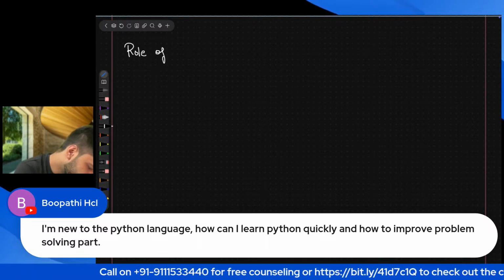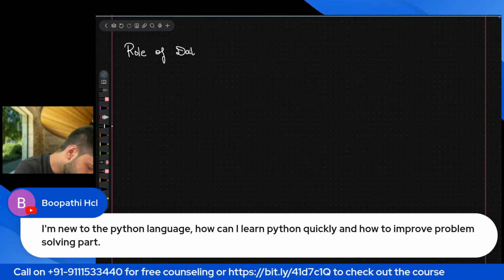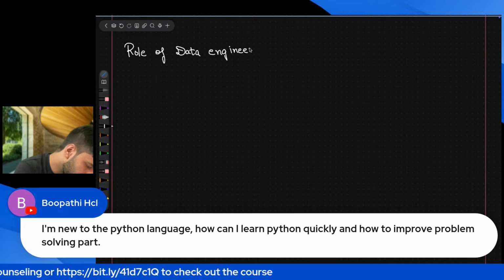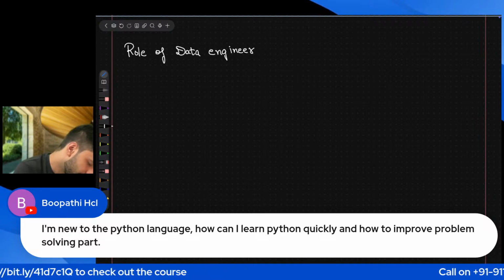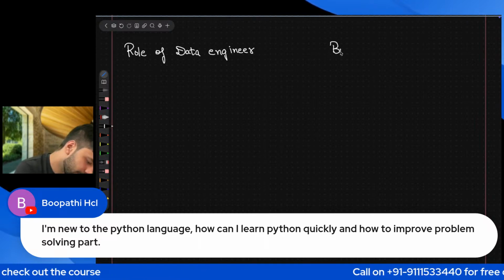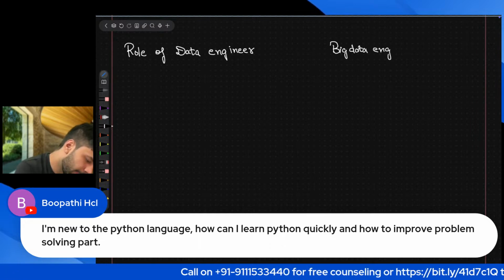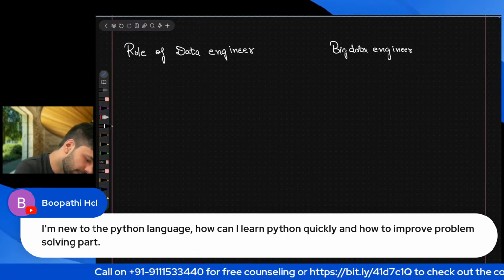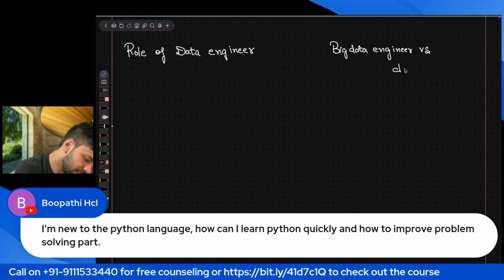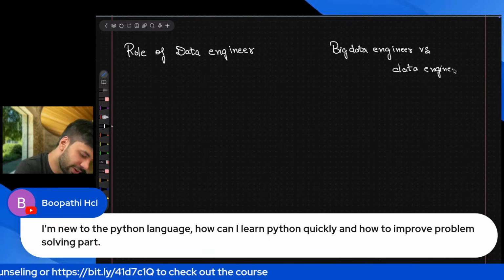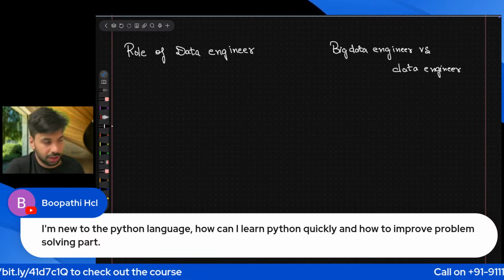Role of data engineer, and second thing, big data engineer versus data engineer. Okay, so I hope these two questions are fundamental anyway, right?